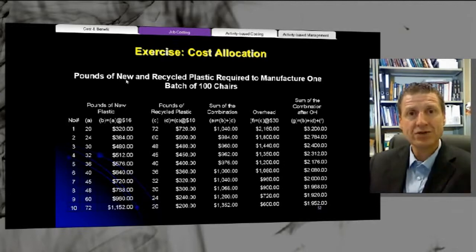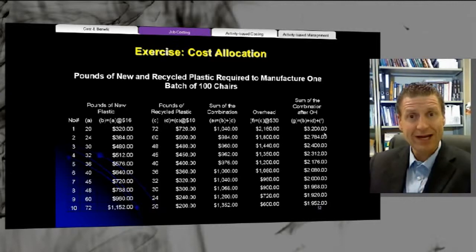So there could be indirect labor and indirect overhead, and combined together they make overhead. And so here we have the combination. First of all, we have our combinations of new plastic in the first 2 columns. In the second 2 columns, we've got the pounds and the costs of the recycled plastic. Then we have the sum of the combination. Then we have the overhead, and now we have the sum of the combination after overhead.